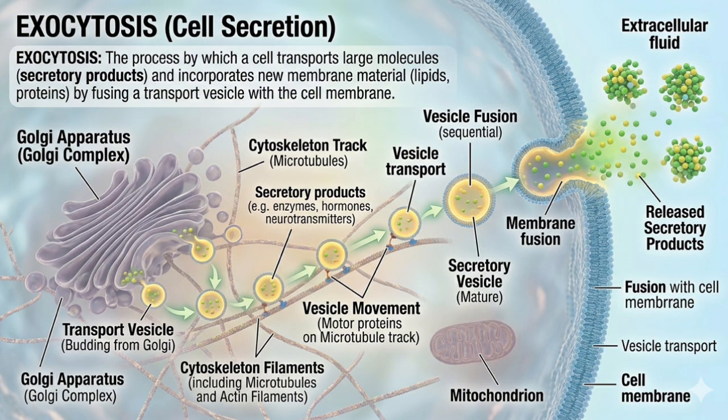Once the vesicle reaches its destination, it docks at the inner surface of the membrane. Specialized proteins ensure that it attaches at the correct location, preparing it for the next critical step, fusion. Using energy from ATP, the vesicle's membrane fuses seamlessly with the cell membrane. And finally, the contents are released outside the cell in a process known as secretion.